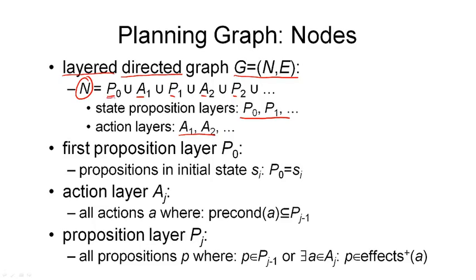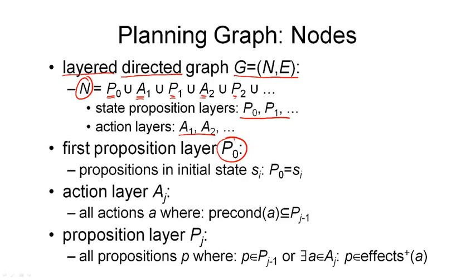So we start off with a proposition layer, P0, followed by an action layer, followed by a proposition layer, followed by an action layer, followed by a proposition layer, etc. So they alternate in the graph, and the first layer, P0, is a proposition layer. So let's have a look at the nodes we find in the first proposition layer, P0.